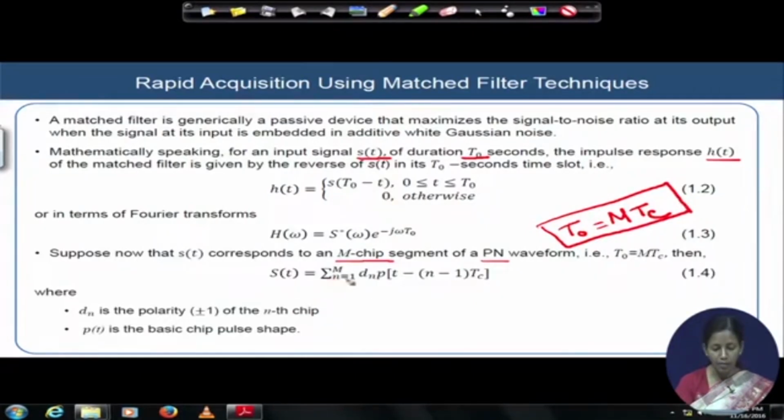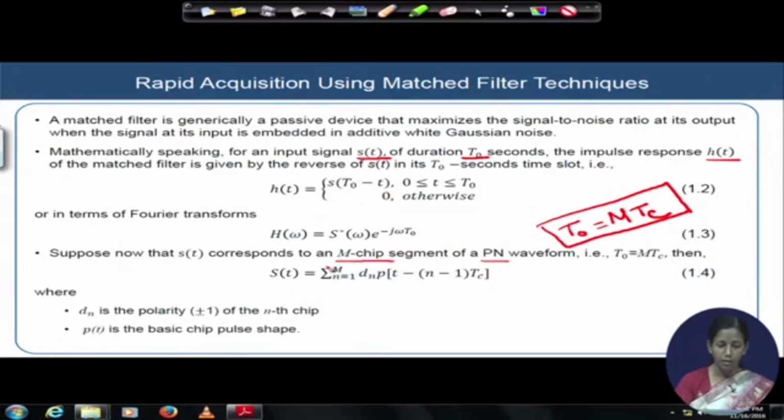So the signal will be written like this, equation 1.4, where Dn is the polarity of each and every chip, and it can take a value of plus or minus 1. p(t) is the basic waveform of the chip, and (n minus 1) times Tc is the delay that each chip has with respect to the first chip.